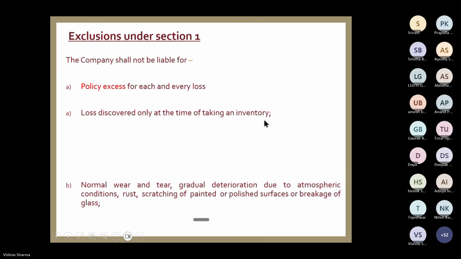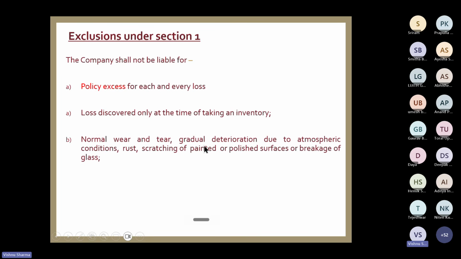Then normal wear and tear, gradual deterioration due to atmospheric conditions, rust. If things are rusted, no claim. Scratching of painted or polished surfaces during shifting at the construction site from one place to another, or breakage of glass, is also not covered. For this there is an extension. You can take an add-on cover up to a certain limit only, but basically your policy excludes any loss to glass items due to breakage.